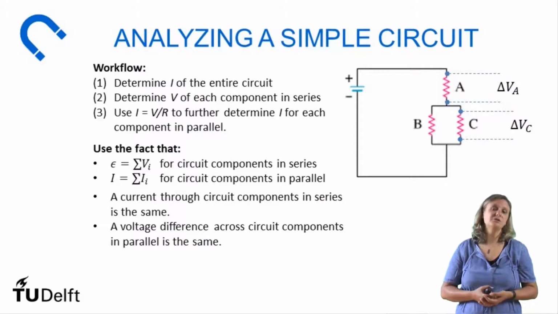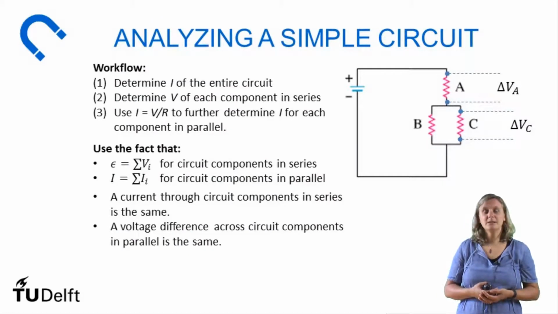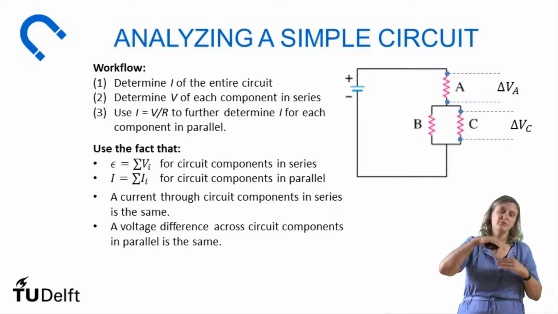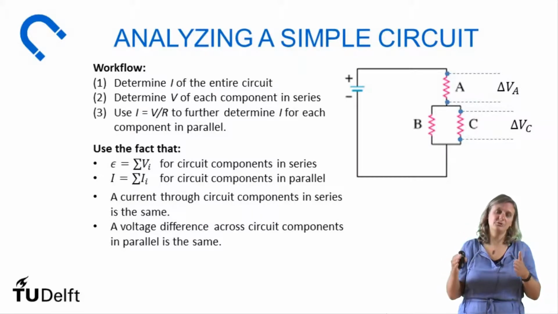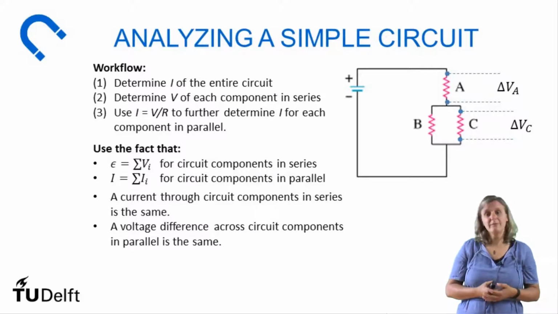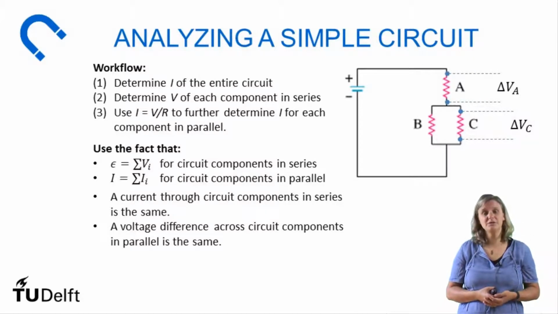So how do we use those laws now? If we want to simply analyze a simple circuit, that is depicted over here, where you basically have a battery. You first go through resistance A, then you go to the two parallel resistors B and C, and then you close the circuit. So if we want to know the potential and the currents through the different resistors, we can go through the following workflow. First, you can determine the current of the entire circuit. This you do because you can calculate the total resistance of A, B, and C using the two laws I just told you.